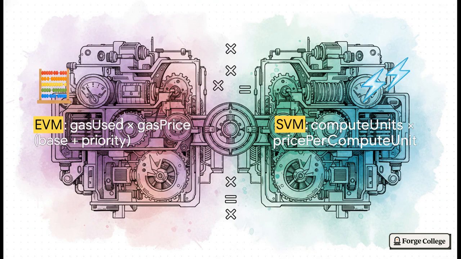These are basically the fundamental gears of our cost estimation engine. On the EVM side, your nominal fee is just your gas used multiplied by the gas price, which obviously includes your base fee and priority fee. Over on the SVM side, it's your compute units multiplied by the price per compute unit set by the validator cluster. These formulas are your absolute ground truth for variable per-unit charges.